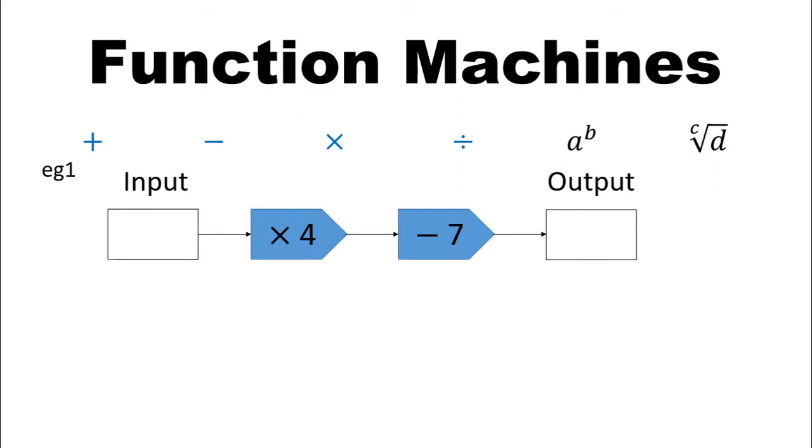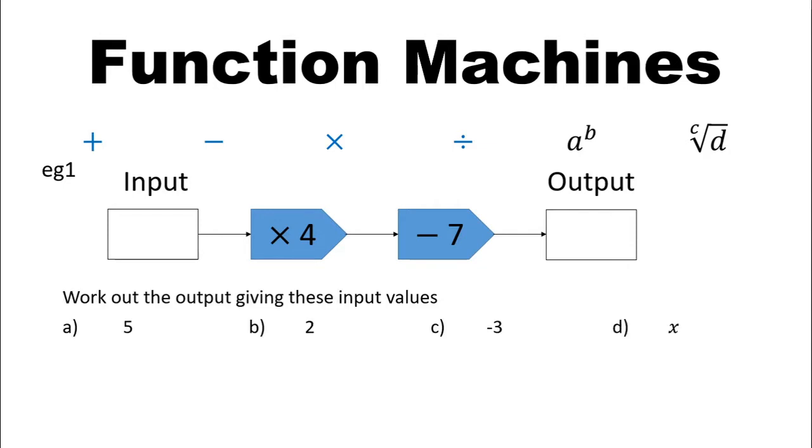For example, here's my function machine. It takes some input value and performs these operations on it and gives me an output value. If I put the value of 5 into this machine, for example, the function machine tells me to multiply whatever value I put into it by 4. So 5 times 4 is 20. And then take that number and subtract 7 from it. 20 take away 7 is 13. And that was the last operation of my function machine, so my output value would be 13.